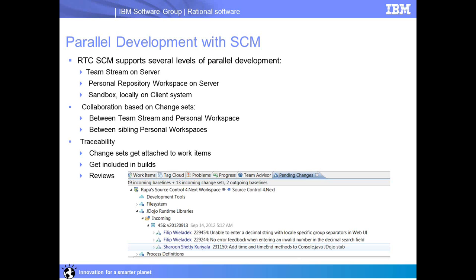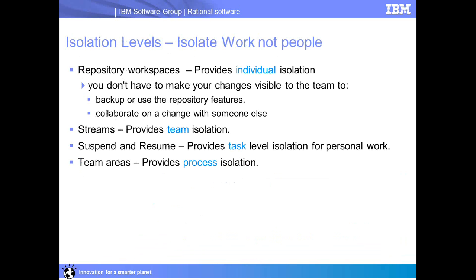So the thing about Agile is you're supposed to isolate the work, but you're not supposed to isolate people, right? It's supposed to be team-centric. So how do we isolate work? The repository workspace provides individual isolation. You don't have to make your changes visible to the team unless you've tested it or you're comfortable, right? Yet your changes actually live in the repository. So if your laptop suddenly crashes or something goes terribly bad, your changes haven't gone away. So that's an isolation level.